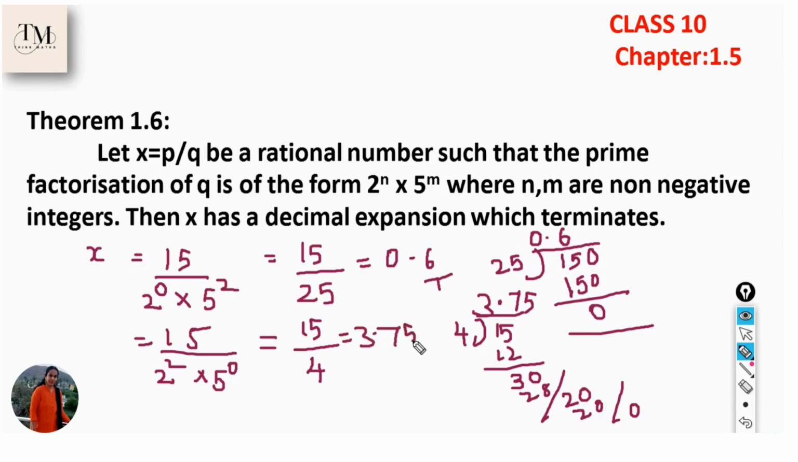So we have proved with all types of examples that if x is equal to p by q is a rational number such that the prime factorization of q is of the form 2 power n into 5 power m, where n and m are non-negative integers, then x has a decimal expansion which terminates. Okay friends, so let me go to the next theorem.